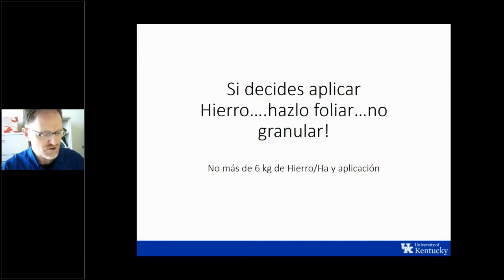So if you choose to apply iron, that's fine, but do not apply it as a granular. It needs to be applied as a foliar. And my recommendation is to not exceed 6 kilograms of iron per hectare, simply because you can find a burning potential. The burning potential increases greatly when you exceed 6 kilograms per hectare.